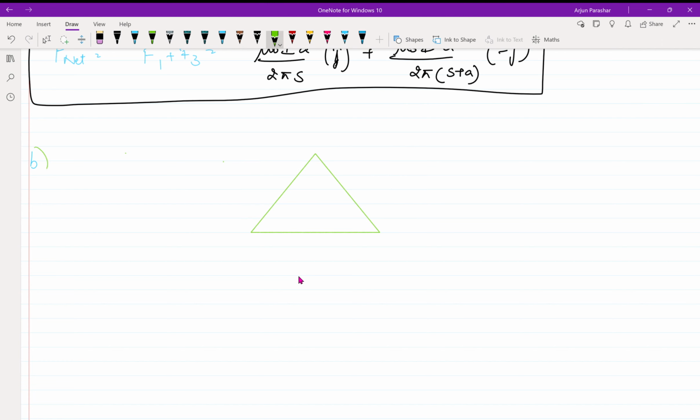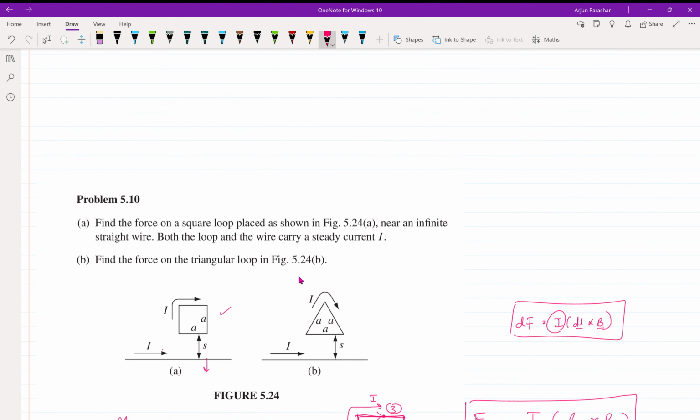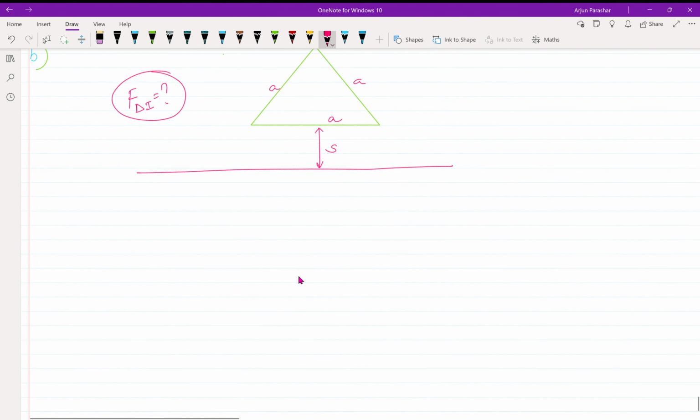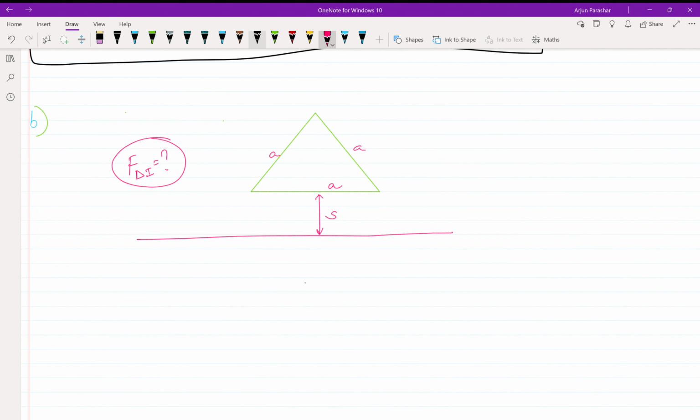So this is an equilateral triangle, and we have an infinite wire here at a distance, I guess, s, and we have an equilateral triangle of side a. So we need to calculate the force on this triangle due to the infinite wire. Let me read that again. Find the force on the triangular loop. Yes, and the current is clockwise in this direction. So we have current like this, current like this, and current like this. The question is just similar. We need to do the calculation only.